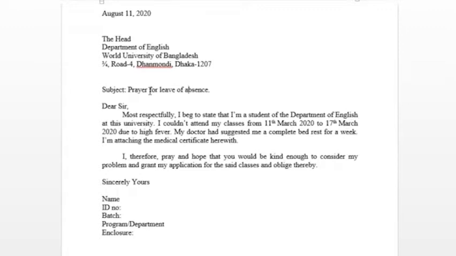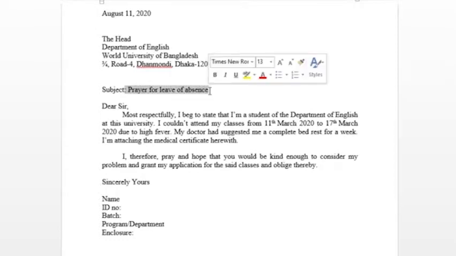Just like this. And then some of you may think that this is a complete sentence, so you should put a period, a full stop here. But no, delete the full stop. Okay, so there will be no full stop, no comma, no nothing. Okay, so from the subject line, what we get is prayer for leave of absence.